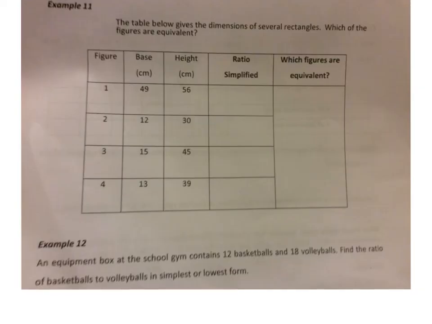In question 11, example 11, it says the table below gives the dimensions of several rectangles. Which of the figures are equivalent? So if we look at rectangle number 1 and we want to compare the base to the height, I would write 49 to 56. And then I would look at trying to reduce it, trying to make that ratio in smallest numbers as I could. I could divide the top and bottom by 7. So 7 goes into 49 7 times and into 56 8 times.